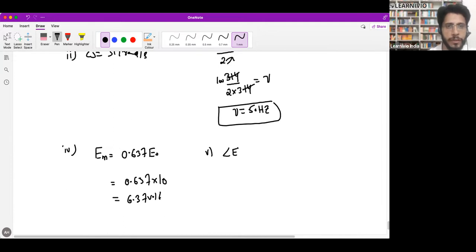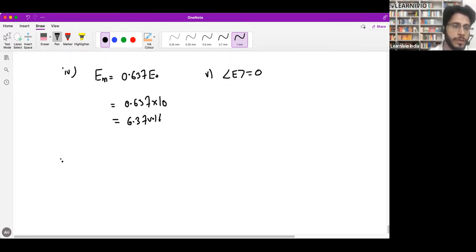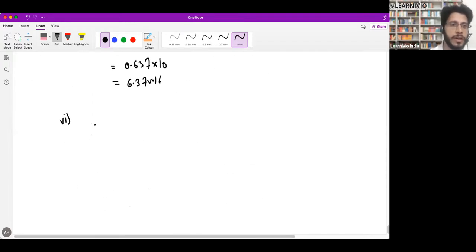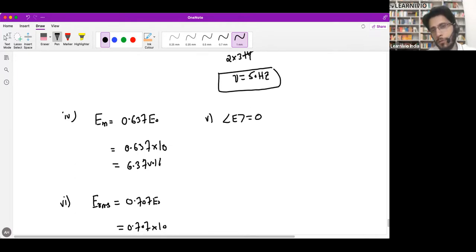Fifth one. When you calculate average for the full cycle, Sania, how much is average for the full cycle? Yes, Sania. 0 is the average value for the full cycle. Part 6, RMS value, ERMS. ERMS is 0.707 into E naught. How much is E naught, Shahzada? 10. Multiply them. What's the answer? 7.07. This is how we calculate average value for half cycle, average value for full cycle, and RMS value.